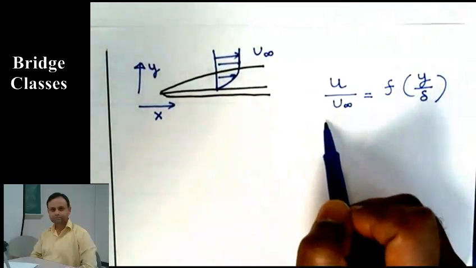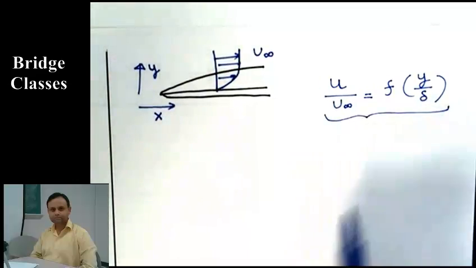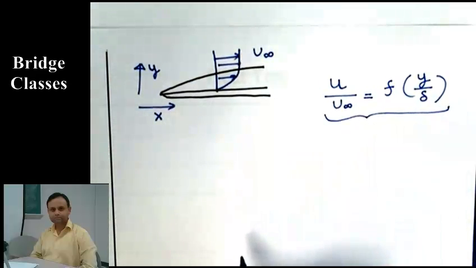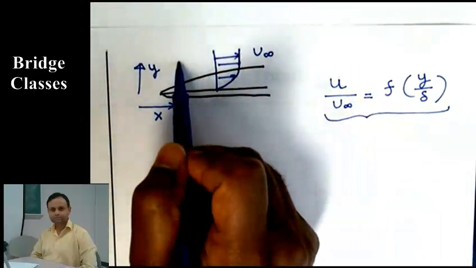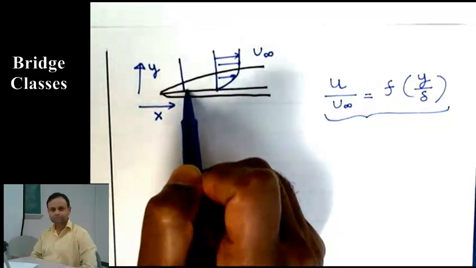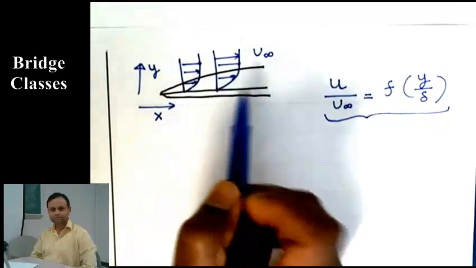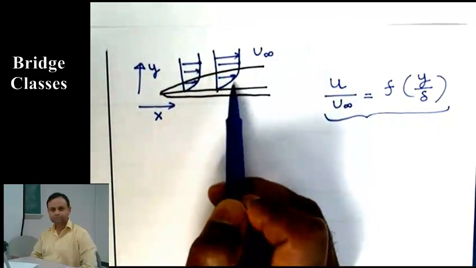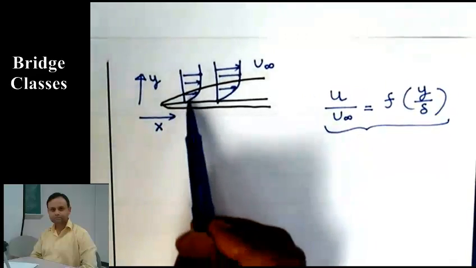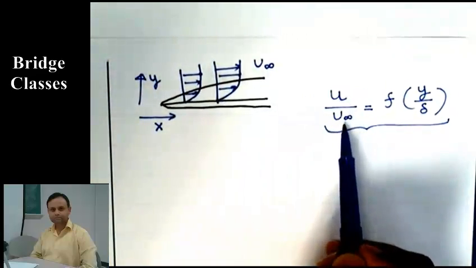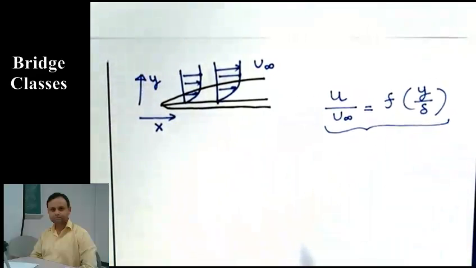This is actually called a similarity solution, because what you are saying is the velocity profile is similar. You look at this x location, the velocity profile is like this, and you look at another location, the velocity profile is like this. They are similar in the sense that u over u infinity is a function of y over delta.